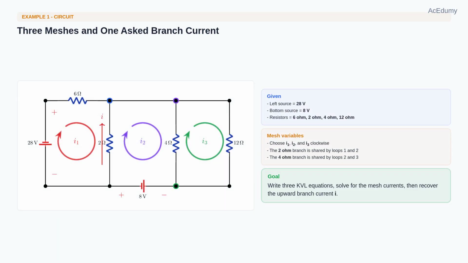The circuit has three meshes. We choose all three mesh currents clockwise and call them I1, I2, and I3. The left loop contains the 28-volt source, the 6-ohm resistor, and the shared 2-ohm resistor. The middle loop contains the shared 2-ohm resistor, the 8-volt source, and the shared 4-ohm resistor. The right loop contains the shared 4-ohm resistor and the 12-ohm resistor. The quantity we want is the branch current I through the 2-ohm resistor directed upward.